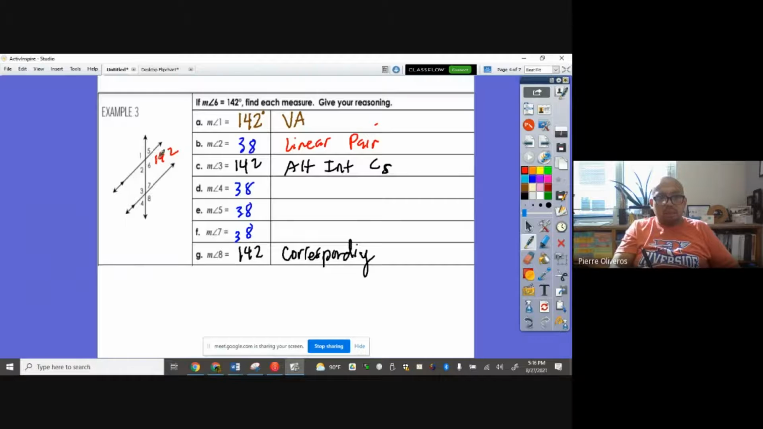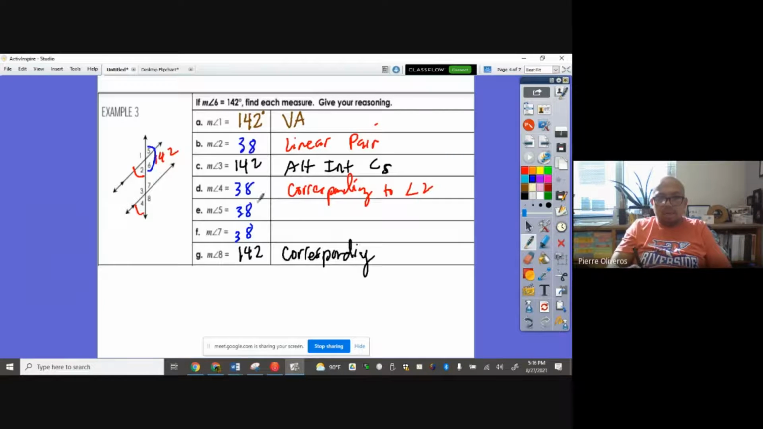How do you know that angle 4? Where's angle 4? Angle 4 is right here. They don't have a good relationship, but with angle 2, they're going to be corresponding, right? Corresponding to angle 2, okay?